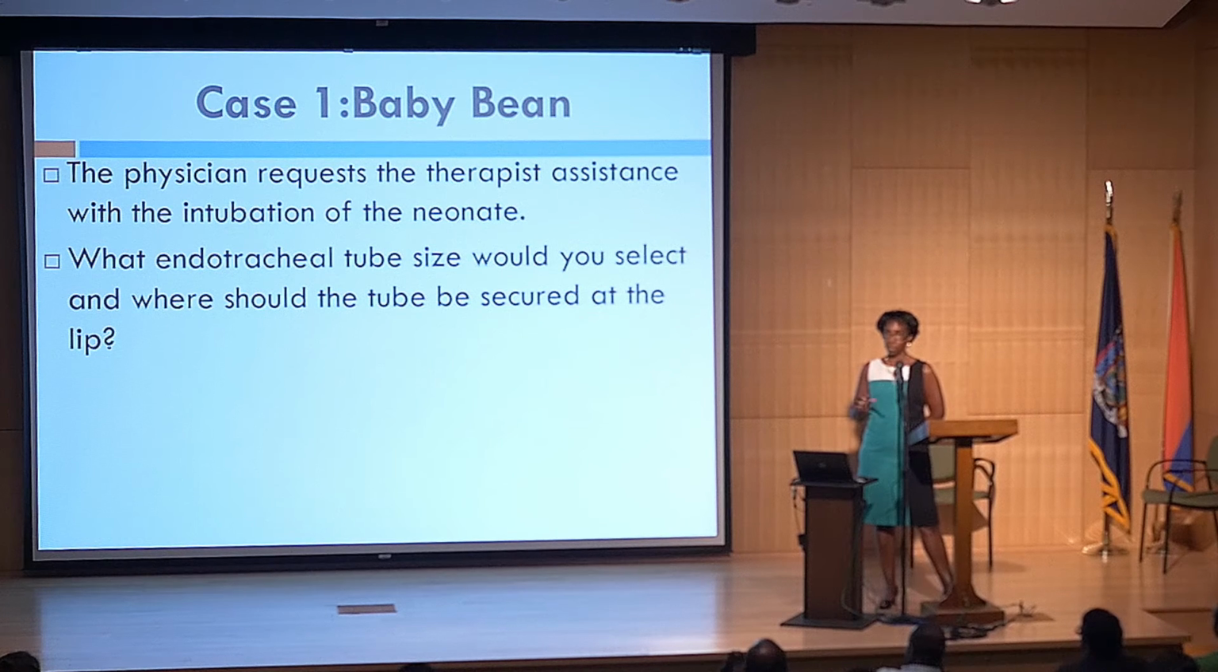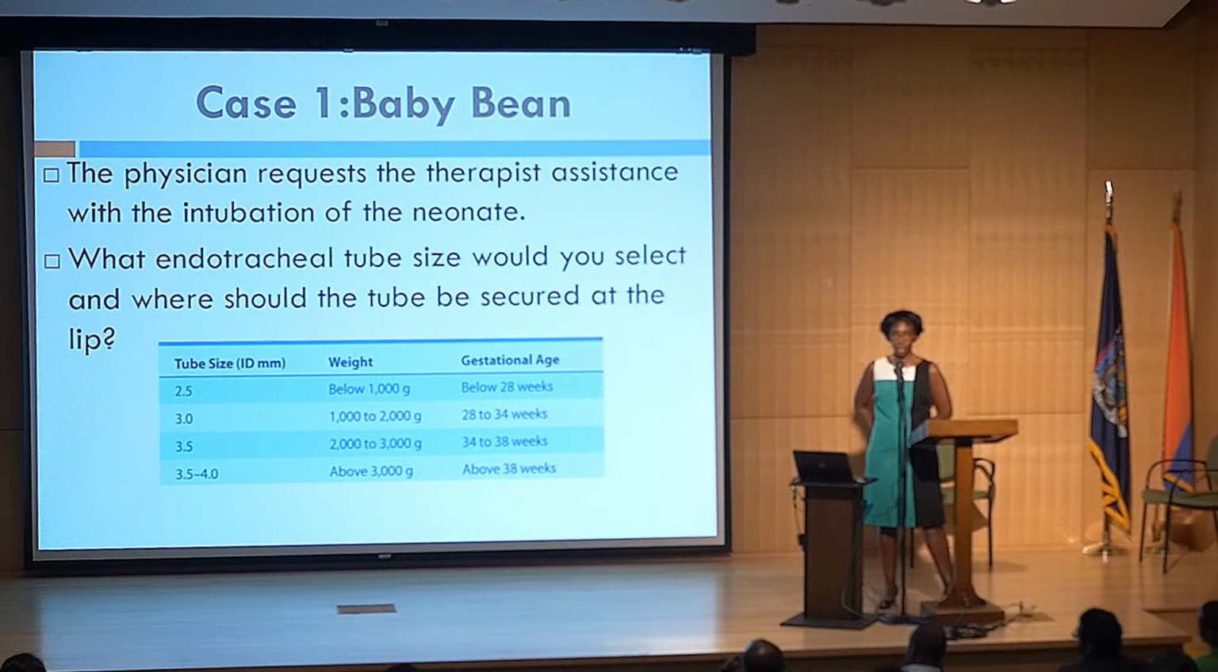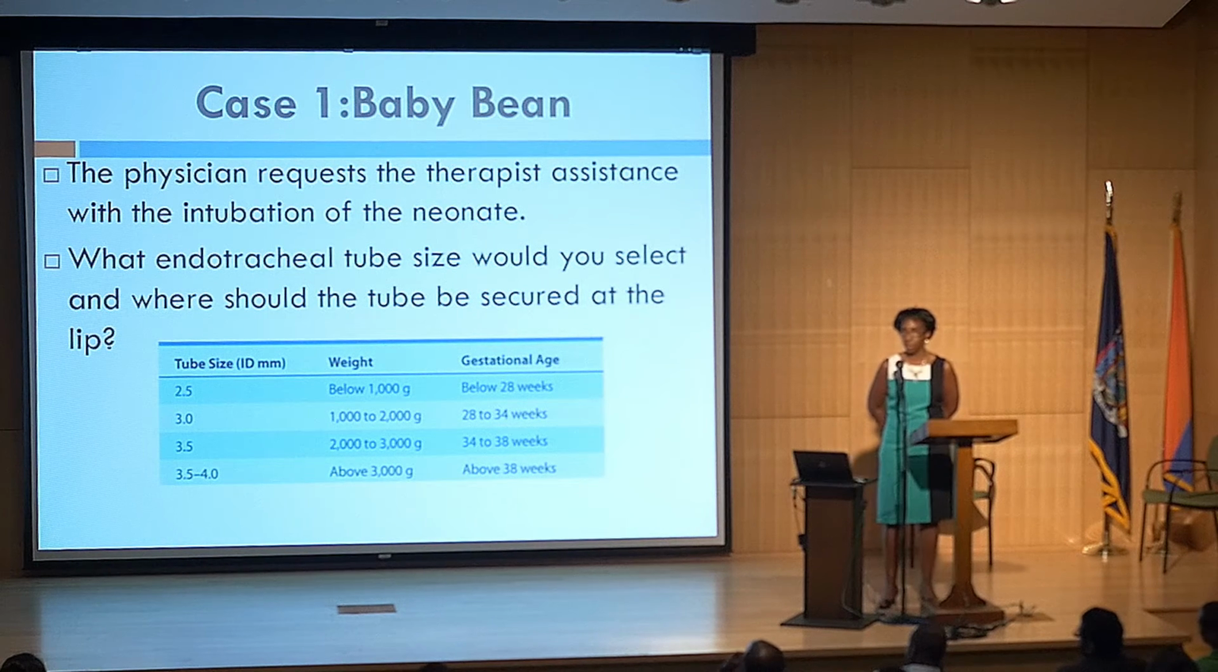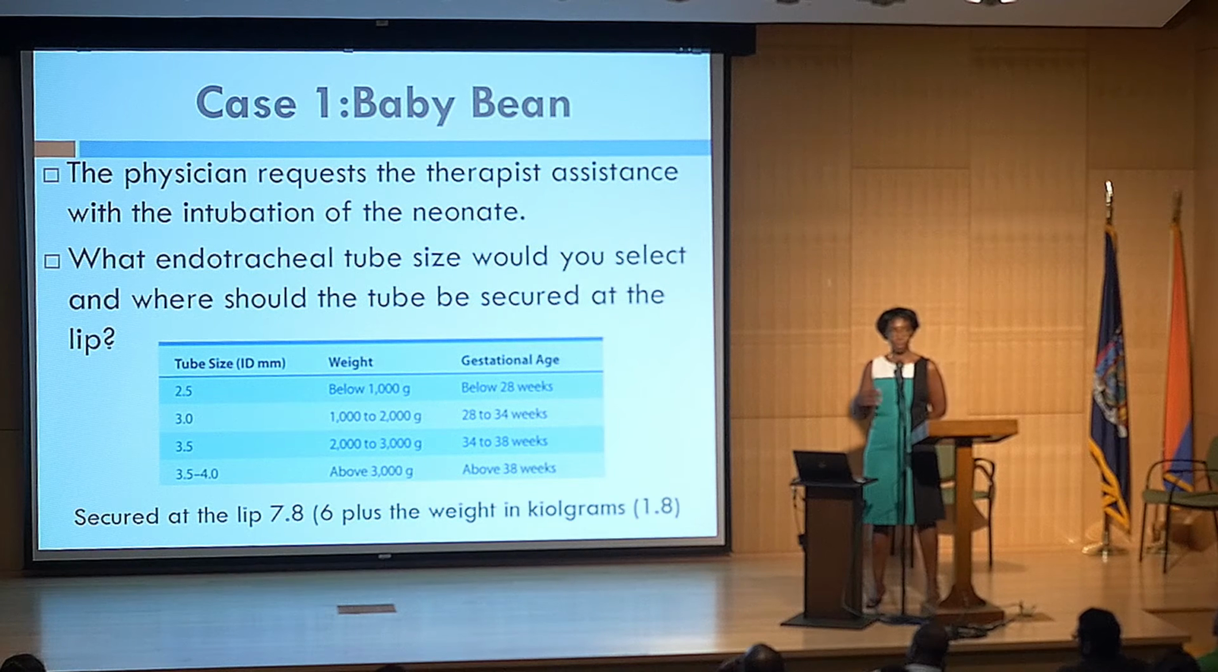So this is one thing that you definitely should be aware of in terms of the size of the endotracheal tube. So this is a little chart that you can look at. Being that my baby is 30 weeks in gestational age and weighs 1,800 grams, you're going to use a 3.0 endotracheal tube. And where do you secure it at the lip? You usually use 6 plus the weight in kilograms. So if the baby weighs 1,800 grams, that's 1.8 kilograms, so it'll be 7.8 at the lip for that particular baby. So this is information that would be very beneficial to you no matter where you work, because this is something that you may have to use if you have a baby that comes into your hospital.